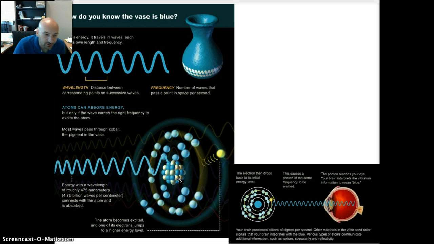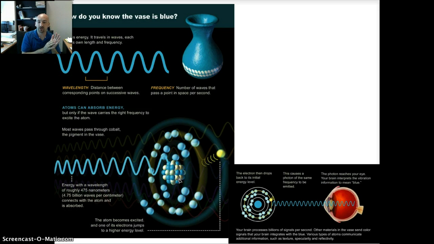So this figure, I think, actually helps clarify a few different things. And so how do we know this vase is blue? Well, the modern view of light is just a collection of one or more photons that propagate through space as electromagnetic waves. Light is energy, and we know it travels in waves. The wave's going to pass through the vase and through the pigment in the vase, which is just cobalt, right? So these waves come in and basically hit that vase, and they hit that pigment, and that pigment in that vase is cobalt.